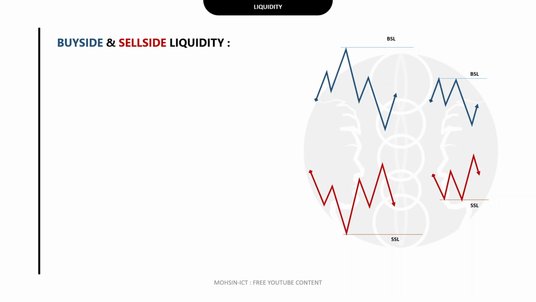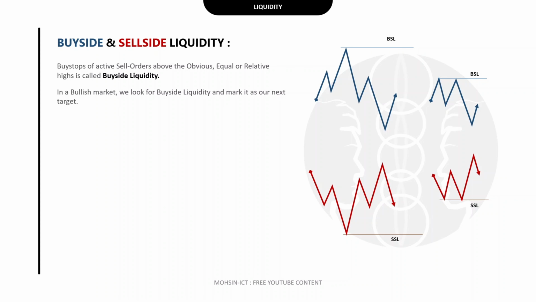Now, let's explain the buy side and sell side liquidity. Buy stops of active sell orders above the obvious equal or relative highs is called buy side liquidity. These are the buy stops of sell orders. These are the sell orders of large hedge funds and the banks, not the retailers or an individual trader. In a bullish market, we look for buy side liquidity and mark it as our next target.